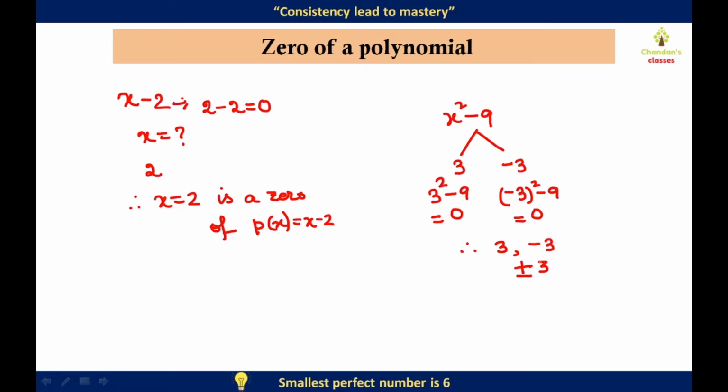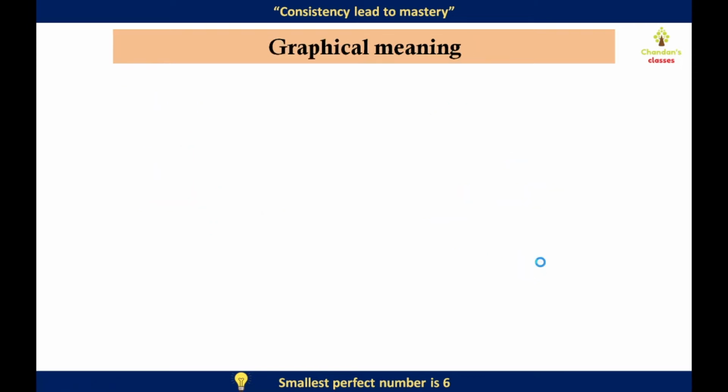If we summarize, what is the 0 of a polynomial? The 0 of a polynomial is the value of x for which the polynomial becomes 0. This is a very simple concept. Now moving on, the next concept is graphical meaning of the 0 of a polynomial. The graphical meaning means obviously you have to deal with the graph.